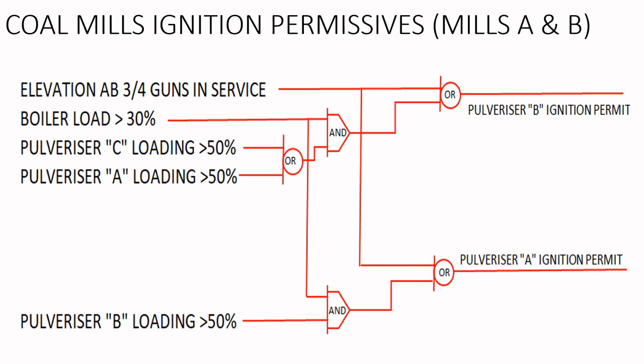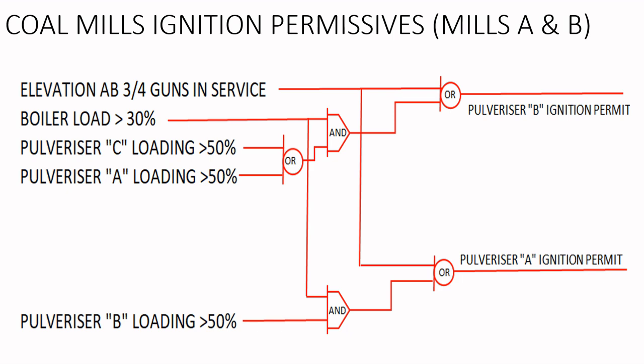If elevation, you can see here, if elevation AB 3-4 guns are in service, then pulverizer B ignition permissive will be there if the boiler load is more than 30%. Similarly, pulverizer A ignition permit will be available only when pulverizer B loading is more than 50%, and combined with that the boiler load is more than 30%. So you can have the ignition permissives like this. So when you have oil support in AB elevations with 3 or 4 guns in service, then you can have the ignition permissive.